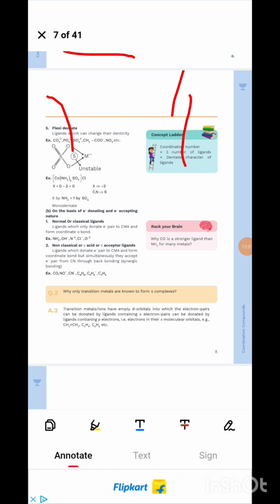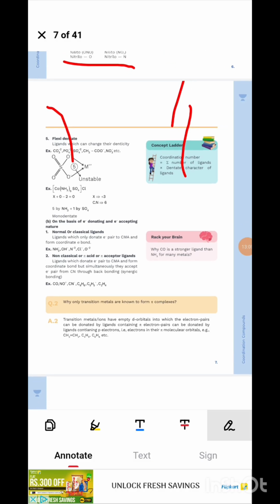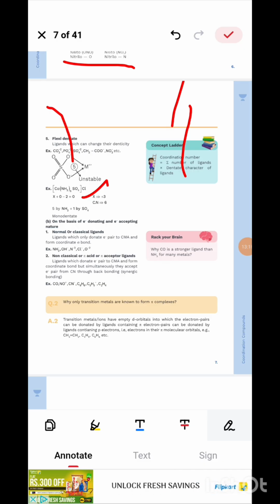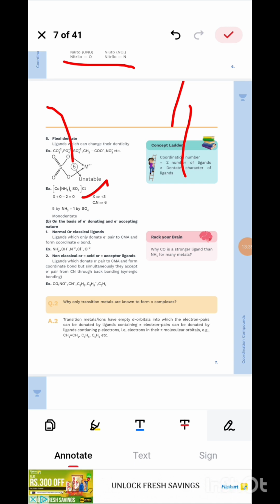Next is how you can determine the oxidation state. If you want to calculate the oxidation state of any central metal, you can use this formula: write X, plus neutral ligands having 0 oxidation state, and sulfate having a -2 charge, equal to 0. The coordination number is the number of ligands present in the coordination sphere. On the basis of electron donating and electron accepting nature, you can divide ligands into different types.